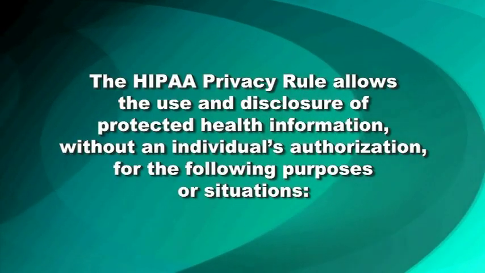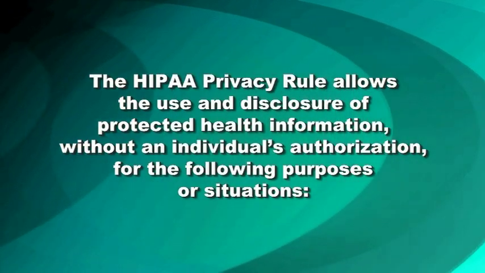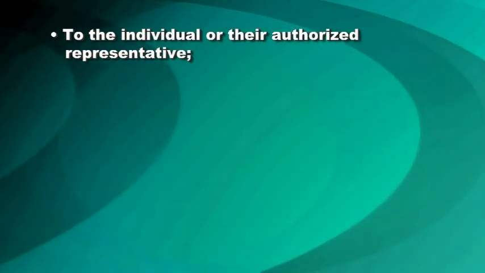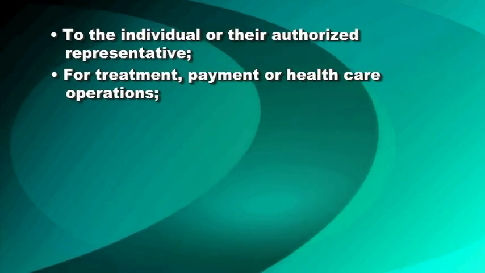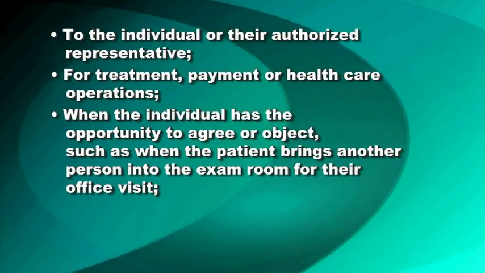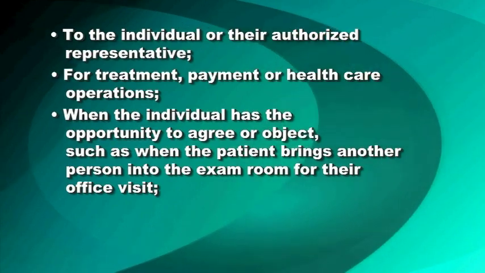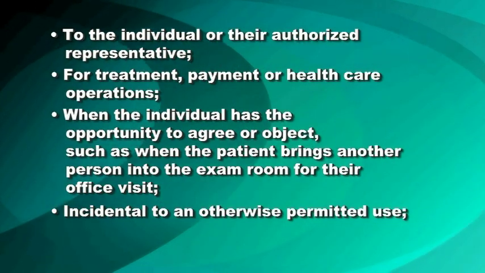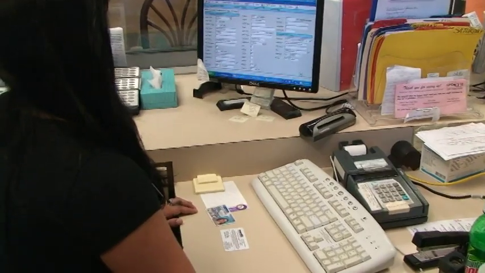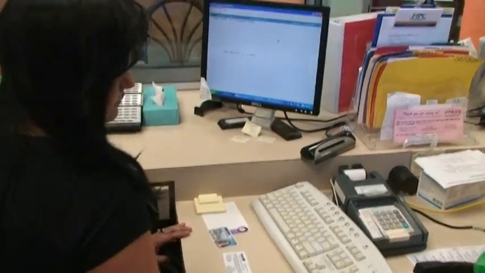The HIPAA privacy rule allows the use and disclosure of protected health information without an individual's authorization for the following purposes or situations: to the individual or their authorized representative, for treatment, payment, or healthcare operations, when the individual has the opportunity to agree or object, such as when the patient brings another person into the exam room for their office visit, incidental to an otherwise permitted use, and for the purpose of research or public health. Covered entities should also rely on professional ethics and best judgments in deciding which of these permissive uses and disclosures to make.